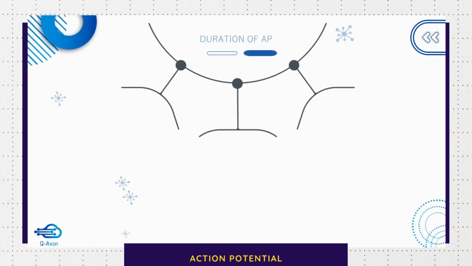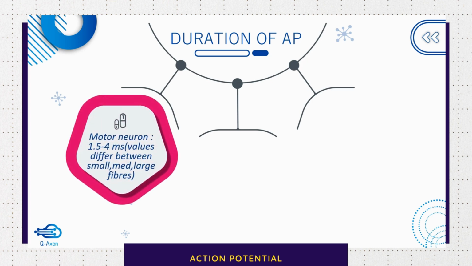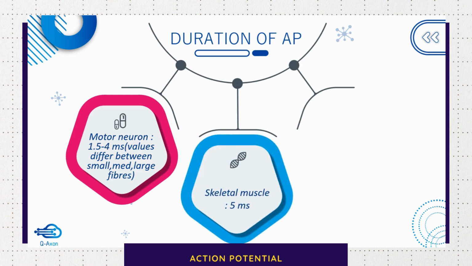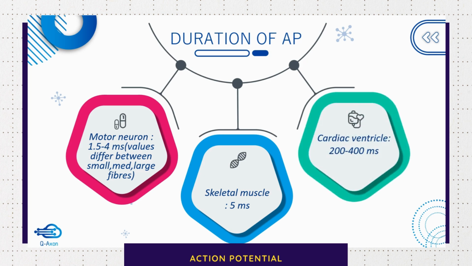Now, the duration of the action potential varies between different tissues. The shortest action potential is seen in nerves. For example, if you take a motor neuron, the average duration of an action potential is only 1.5 to 4 milliseconds, and this enables very fast signal transmission. On the other hand, if you look at skeletal muscle, where you don't need such rapid conduction, the action potential lasts for a slightly longer period of time. It is about 5 milliseconds. If you look at the heart, the cardiac ventricle, the action potential duration is about 200 to 400 milliseconds.